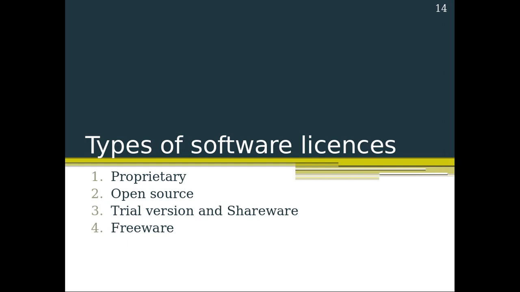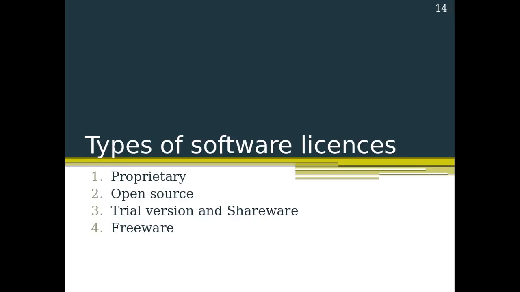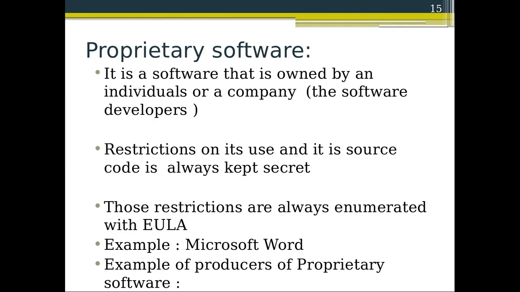From a shareware, it's a type of software that you can share between other parties. يعني license makes you free to share this software with other individuals. Okay, so proprietary, open source, trial version, and freeware.